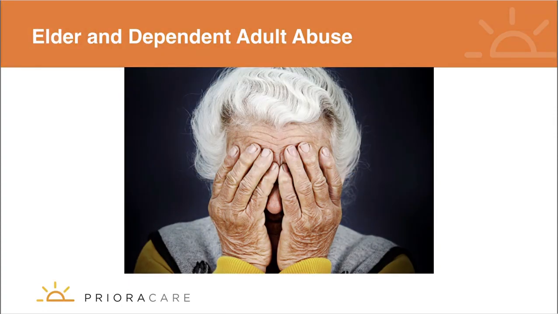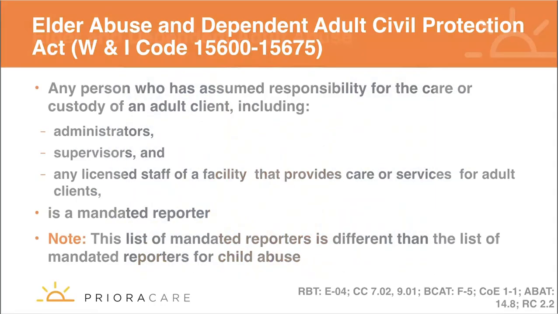Okay, so let's move on to discuss another type of abuse, which is elder and dependent adult abuse. The California Welfare and Institutions Code 15600 to 15675 describes who are mandated reporters of elder and dependent adult abuse, as well as the definition of this type of abuse.